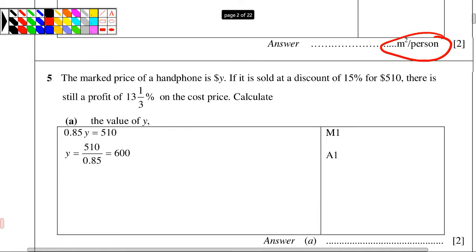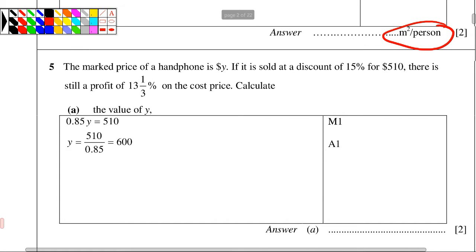Wow, algebra again. Wow, this paper is quite irritating. Okay, mark price is Y. Mark price means what? Selling price. Before or after discount? This is usually before. Before discount, promotion.